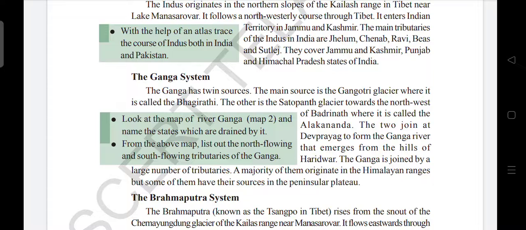The Satopanth Glacier is also called the Alaknanda. These two join at Devprayag to form the Ganga river, which emerges from the hills at Haridwar. The Ganga is joined by a large number of tributaries. A majority of them originate in the Himalayan ranges, but some of them have their sources in the peninsular plateau.